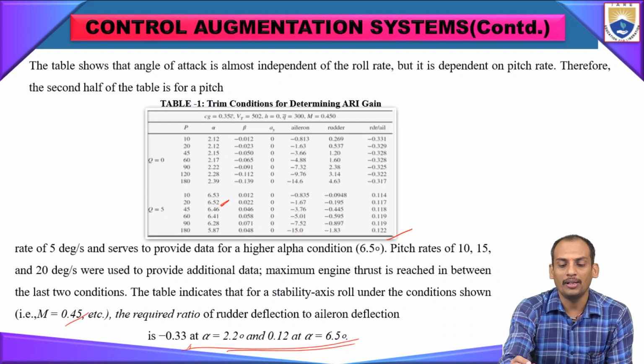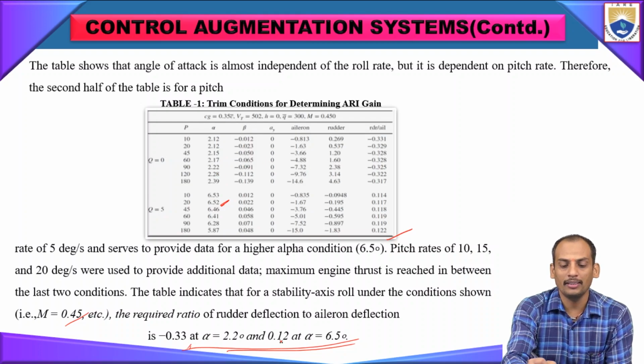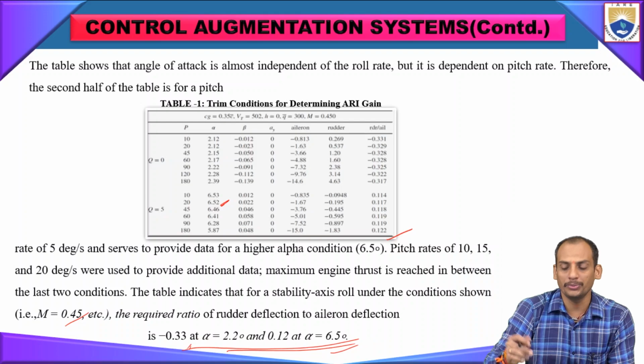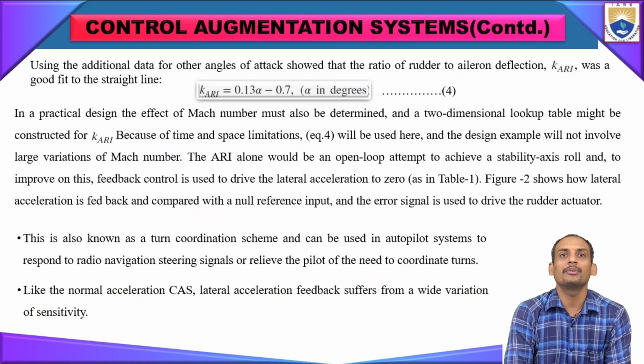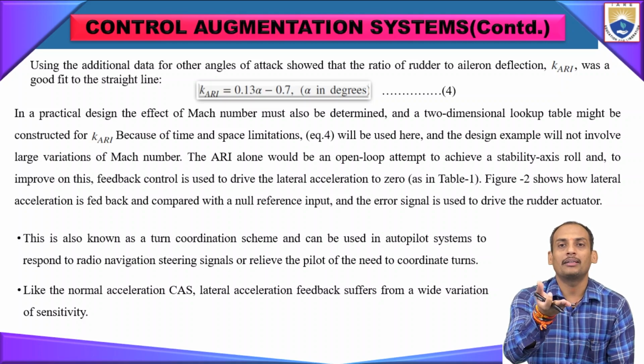So here, for the maximum attained values, we are getting the alpha values up to that deflection of aileron, which will be up to this much. Using the additional data, we have created the data for 0 and 5 degrees, and for 10, 15 and 20 degrees also, for the angle of attack, shown as the ratio of rudder to aileron deflection.